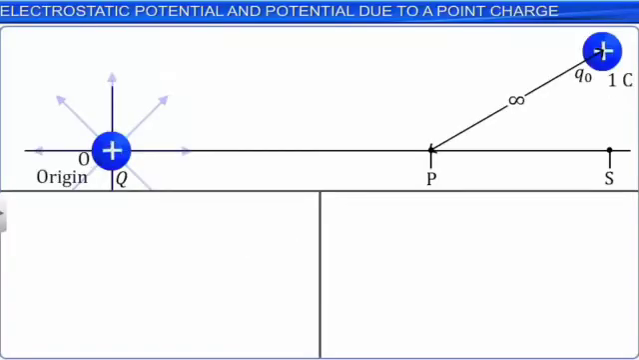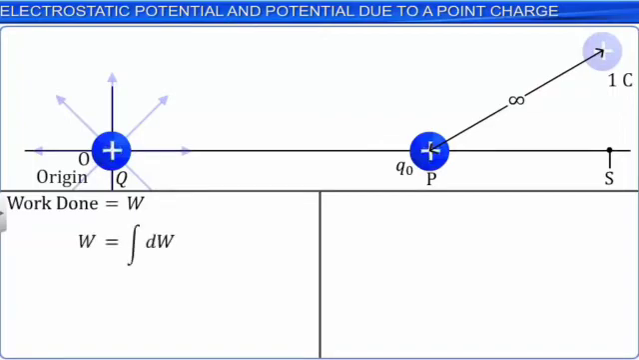Now let us assume that the unit positive charge is brought from infinity to point P in the electric field, and let work W be done for this process. Then W is equal to integral dW. Let this be equation 3. Substituting the value of dW, we get W is equal to minus integral 1 by 4 pi epsilon naught Q by r' square into dr' in the limits ranging from infinity to r. Let this be equation 4.